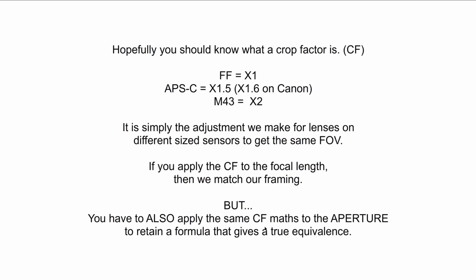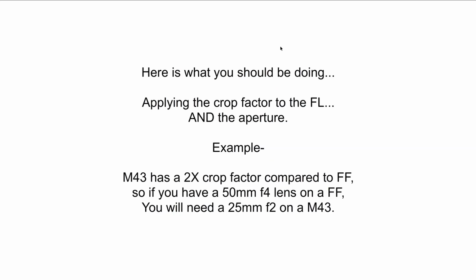You have to also apply the same crop factor math to the aperture to retain a formula that gives true equivalence. So here's what we should be doing: applying the crop factor to the focal length and the aperture. For example, Micro Four Thirds has a 2x crop factor compared to full frame. So if you have a 50mm f/4 lens on a full frame and you want the same look, same everything, you'll need a 25mm f/2 on Micro Four Thirds.